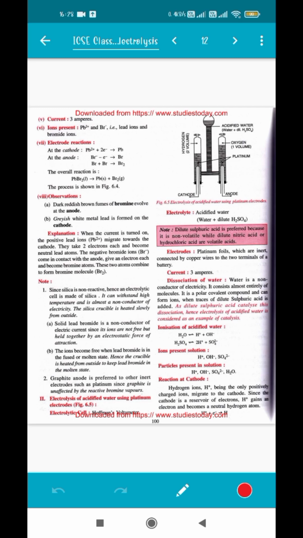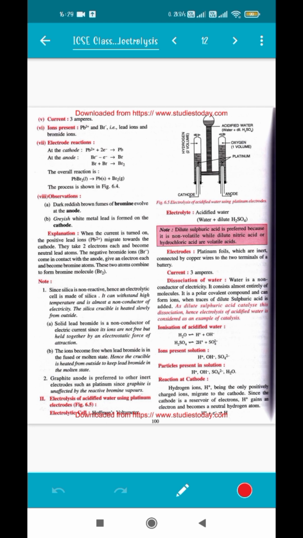So the next topic is electrolysis of acidified water using platinum electrodes. So why do we call it acidified water? Because pure water or distilled water, although it is a polar covalent compound, cannot conduct electricity. Whatever ions are formed, that is hydrogen ions and OH minus ions, are not capable of transferring electricity. Hence, we have to add a few drops of acid, sulfuric acid preferably, so that water becomes acidified and hence it can conduct electricity. So this is the procedure.